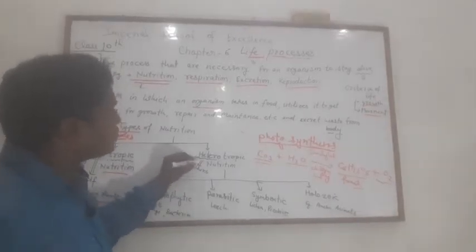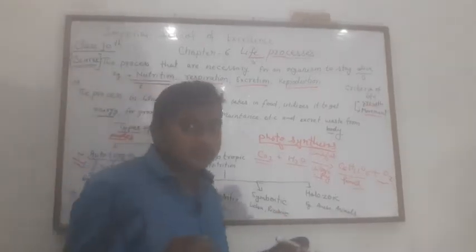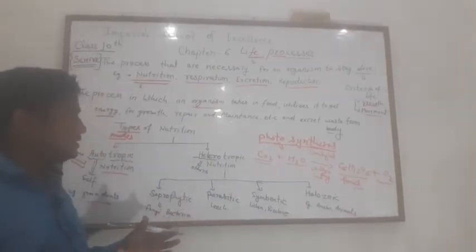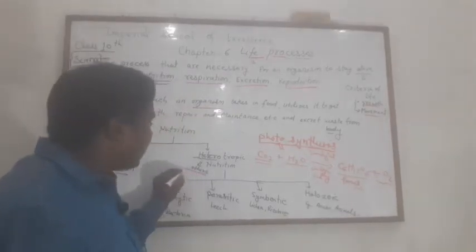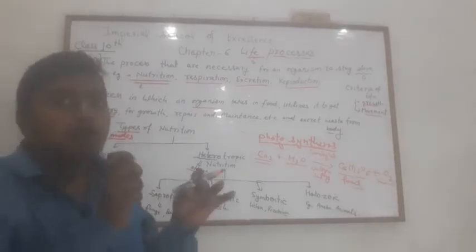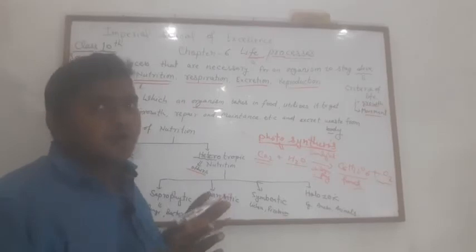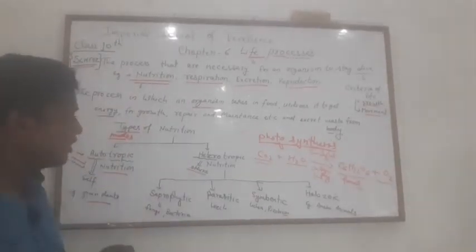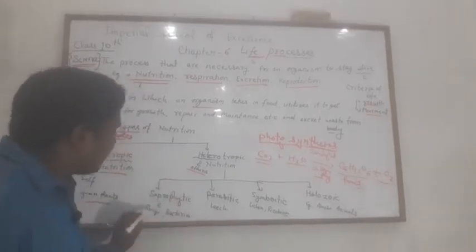Hetero, heteros का meaning होता है other, and trops means nourishment. So the organisms which get their food from other organisms are known as heterotrophs, and their mode of nutrition is known as heterotrophic nutrition. Okay, now we are moving to the types of heterotrophic nutrition. See here, in heterotrophic nutrition, one is saprophytic nutrition.